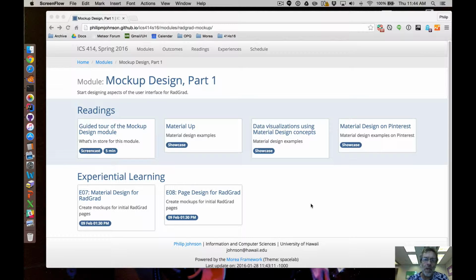There's going to be a couple parts to the mockup design process for RadGrad. This is the one to kind of get yourself going. And the idea here is to take a look at material design examples and find examples of material design screenshots that you find inspiring. You think, hey, some modification of this might actually apply to RadGrad.